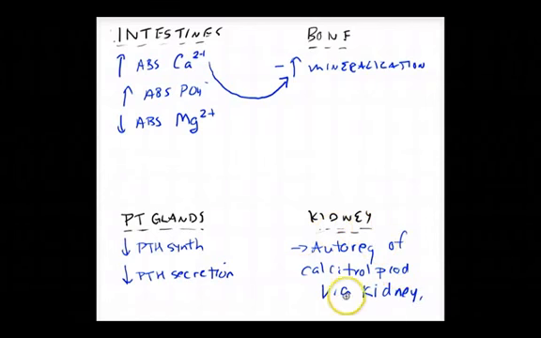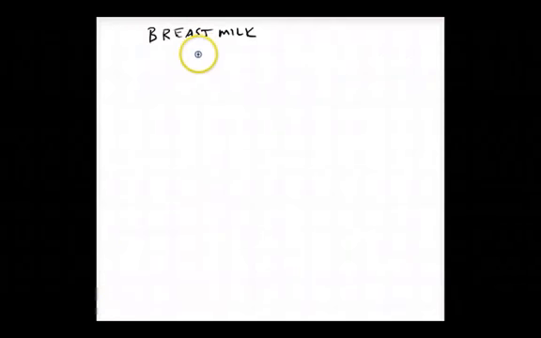So we're going to maintain a normal level of calcitriol. Okay, and those are four important roles that vitamin D plays in certain areas in the body. Now, there's an important relationship between breast milk and vitamin D, and that is that vitamin D is one of the two vitamins that are not supplied in sufficient quantities within breast milk. The other is vitamin K. So vitamin D and vitamin K are not found in sufficient quantities in breast milk.